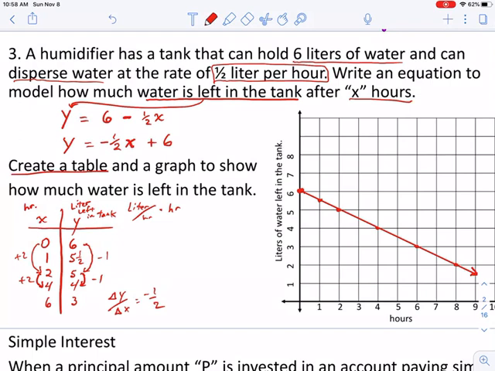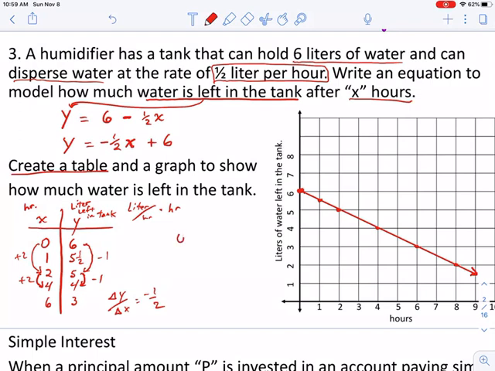So, hey, when will it empty? I didn't ask that. So, when will the tank be empty? When the tank is empty, the amount of water left in the tank would be 0. When is asking like how many hours, and that's x. So I'm looking for x when y is equal to 0.